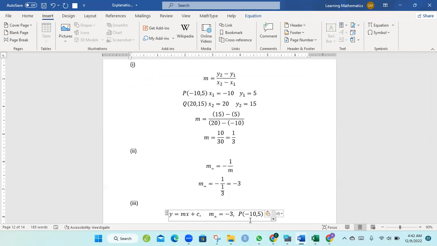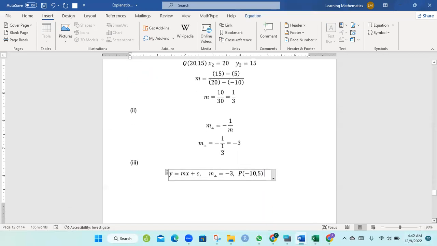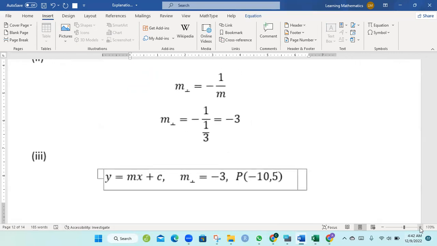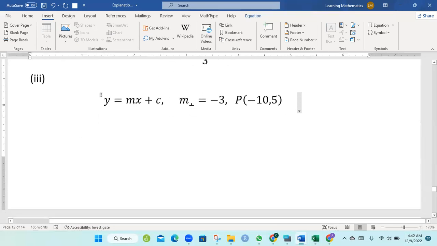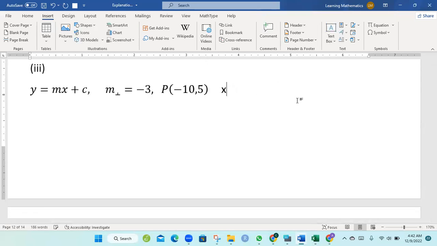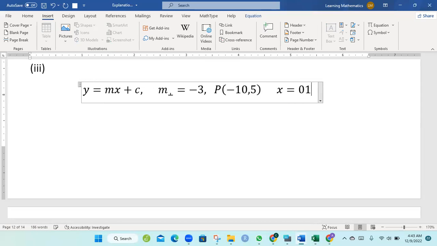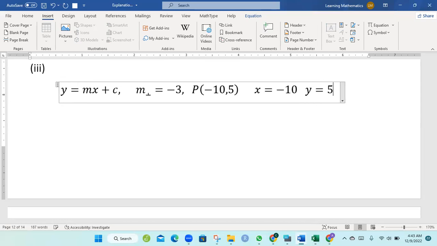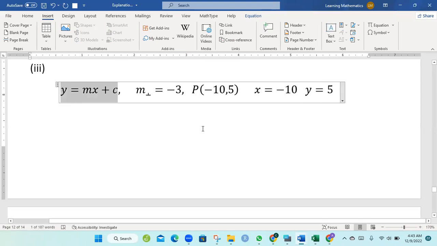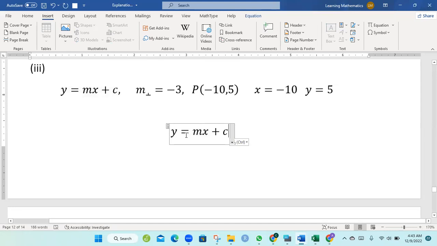And (-10, 5) means that the x is negative 10 and the y is 5. Then we can substitute these values into the formula y is equal to mx plus c. So we can use that to find c because we have m already, and we have x and we have y.